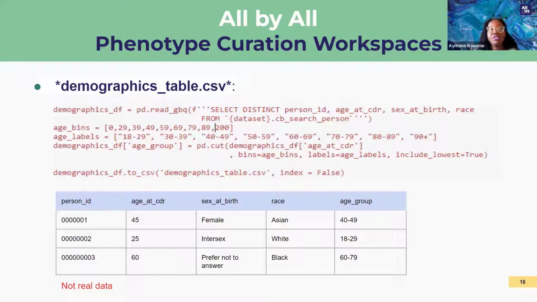So the demographics table was simply generated using a variation of the person table in the workbench to get the age at CDR, the sex at birth, and the race. And from that, we put these ages in bins, and we just save the data as CSV. That's it. This is not real data, but it looks exactly like that. So you have your age, your sex, your race, and then the age group.